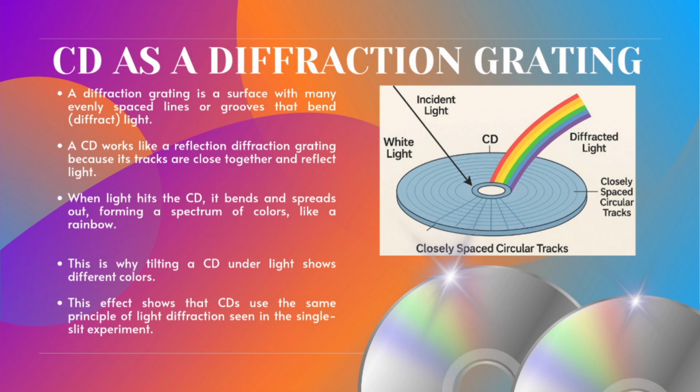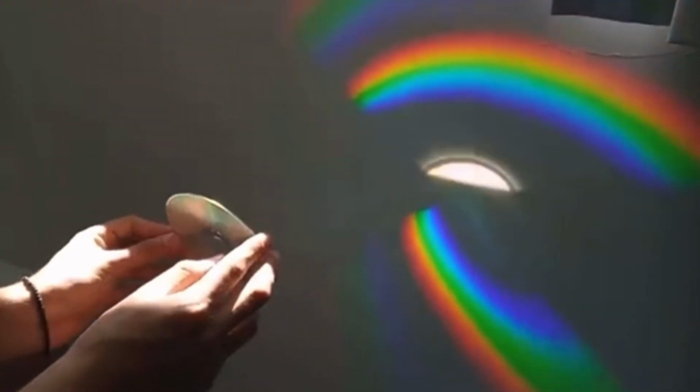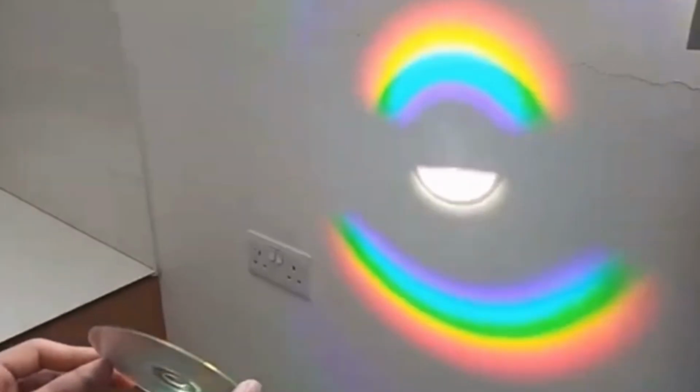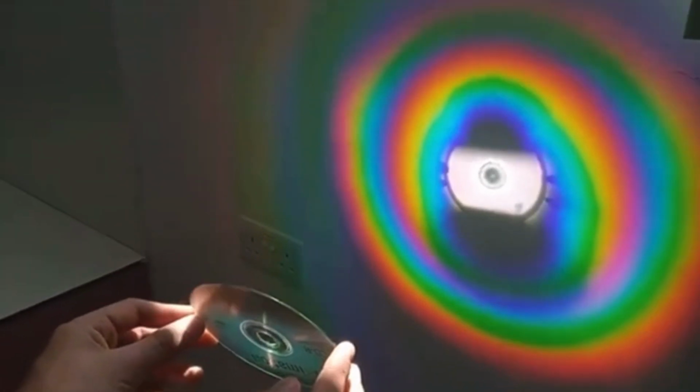A CD acts like a reflection diffraction grating. The closely packed tracks diffract light, bending and separating it into colors. That's why we see rainbows when we tilt the CD under the light. This behavior is similar to single-slit diffraction, which both rely on interference caused by closely spaced features.